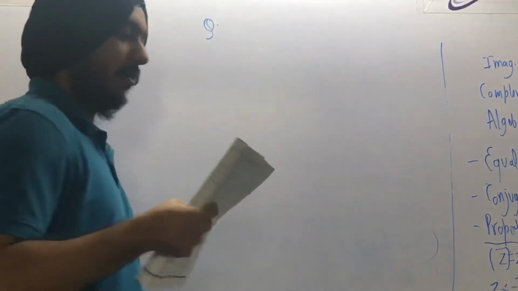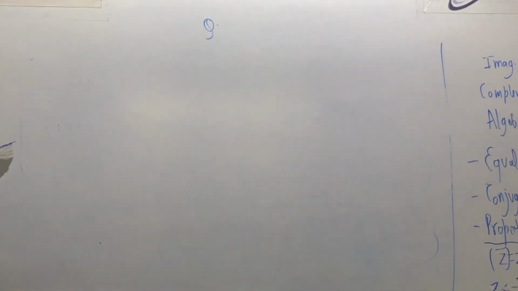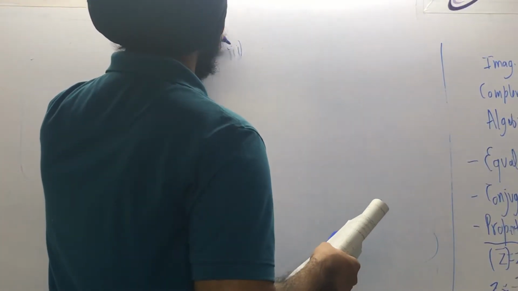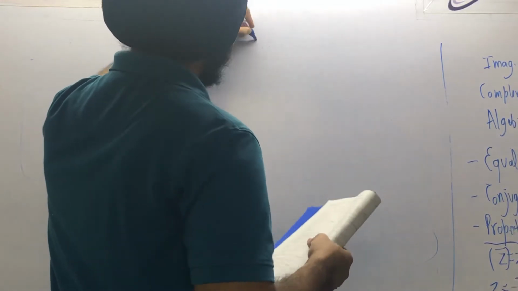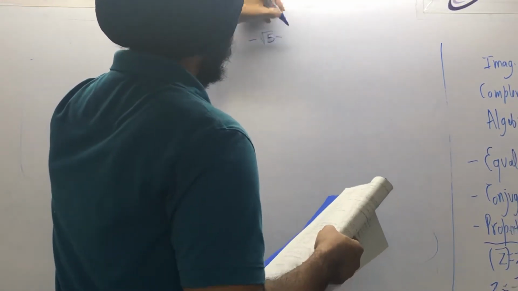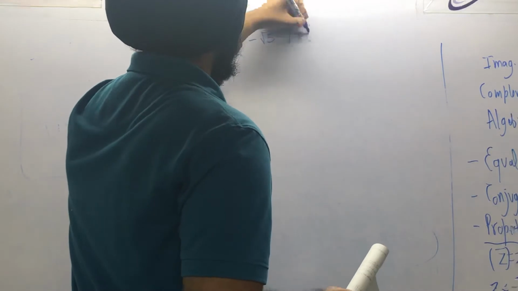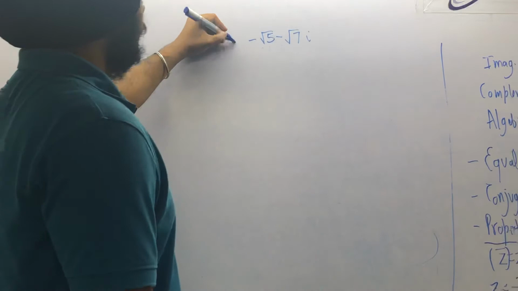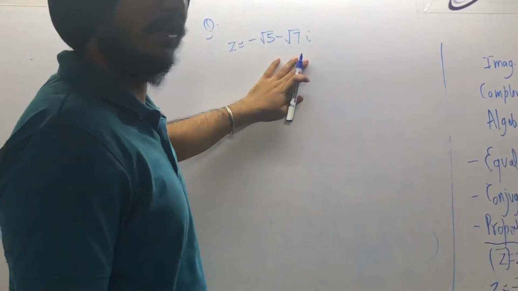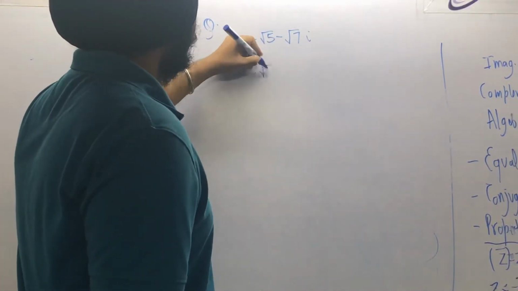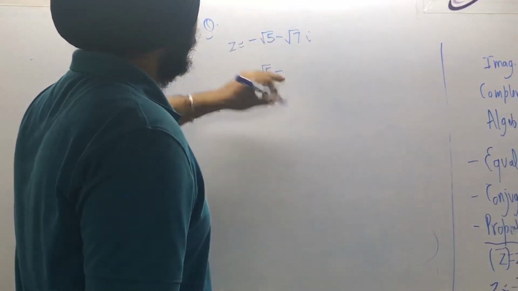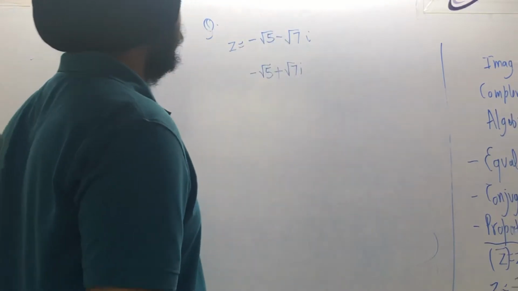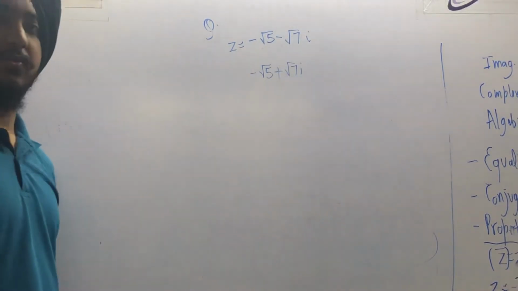Okay, now we are going to do some conjugate questions where we have to find the conjugate. Okay, so this is the first question. Minus root 5 minus root 7 iota. Okay, what is the conjugate of this number? Always change the sign with the imaginary part to find the conjugate. So it will be minus root 5 minus, what will become this minus? This minus will become plus root 7 iota. This is the conjugate, minus root 5 plus root 7 iota.